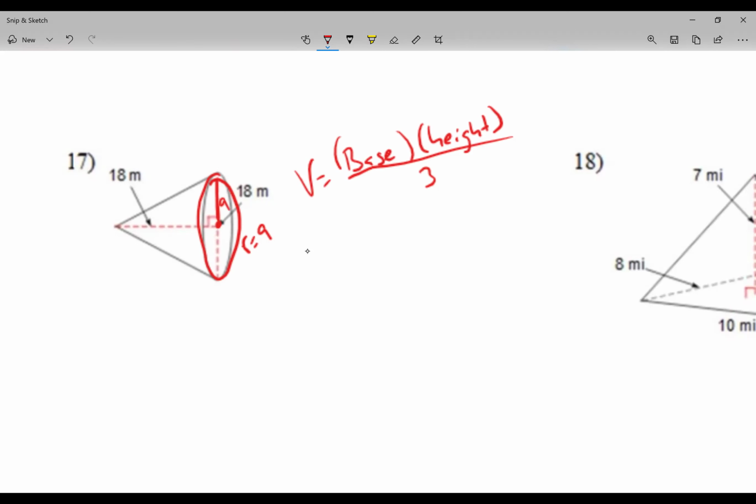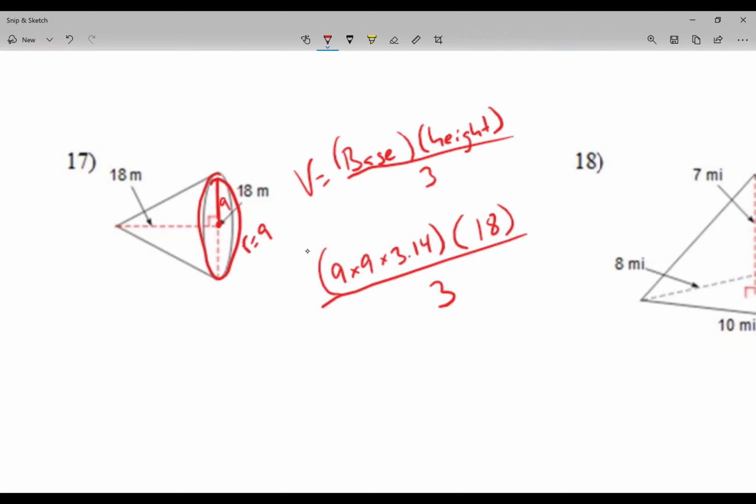Okay, so since the radius is 9, I'm going to say the area of the circle is 9 times 9 times 3.14. Radius squared times pi. The height, if I was to stand this cone, the height is 18, and I always divide this by 3. Remember, I divide by 3 because it takes 3 cones to fill up a cylinder. Okay, now multiply all this together.